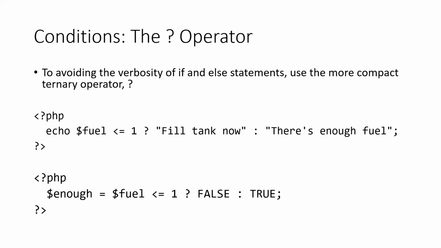So this is the ternary operator, what we call the compact ternary operator, especially when you have if and else statements. If you have only if and else, you can put it into a compact form like this. Now this is to say that if fuel is less than or equal to 1, then we are going to say, okay, fill tank now. Otherwise, we will say there's enough fuel, right? So instead of that, we can directly put the fuel condition, and we put the ternary operator, the value we want to assign if it is true, and the value we want to assign if it is false, with the colon. For example, here we have a check: if fuel is less than or equal to 1, then it's false. That means this variable will get the value of false, or else it will get the value of true, right?